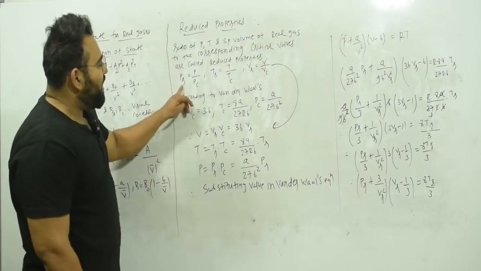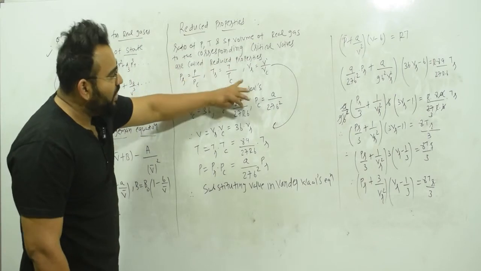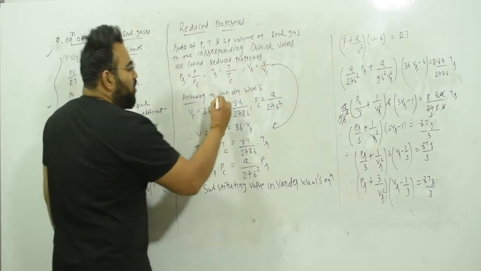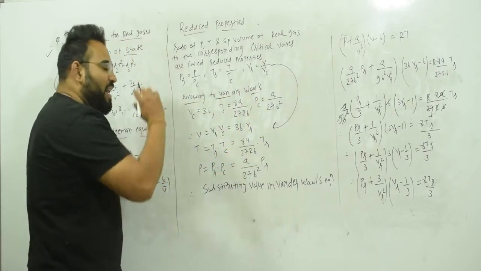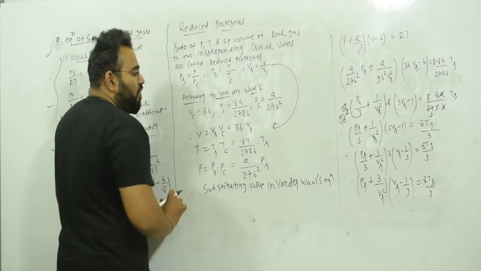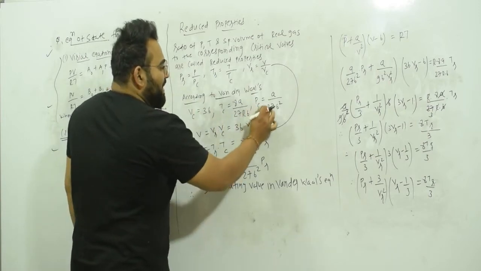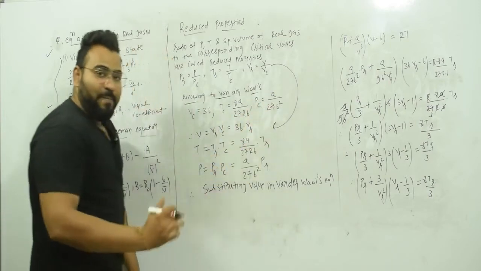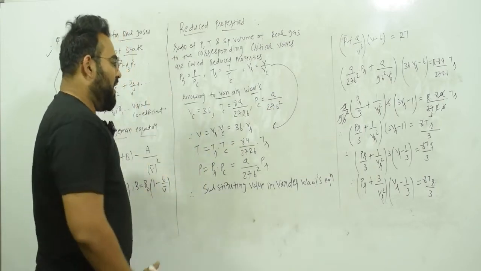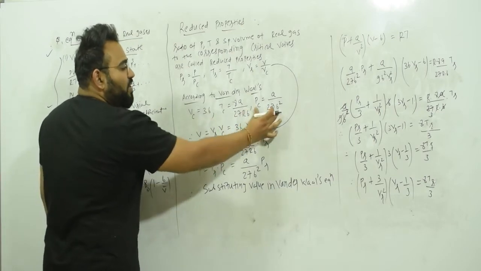So this is like Pr equal to P upon Pc, Tr equal to T upon Tc, and Vr equal to V upon Vc. Now, according to Van der Waals equation, we have already derived this. In the last video, we derived Vc equal to 3b, Tc equal to 8a upon 27Rb, Pc equal to a upon 27b square. So those who haven't seen that video, just go there and see that video, okay? So we have already derived this in Van der Waals equation.